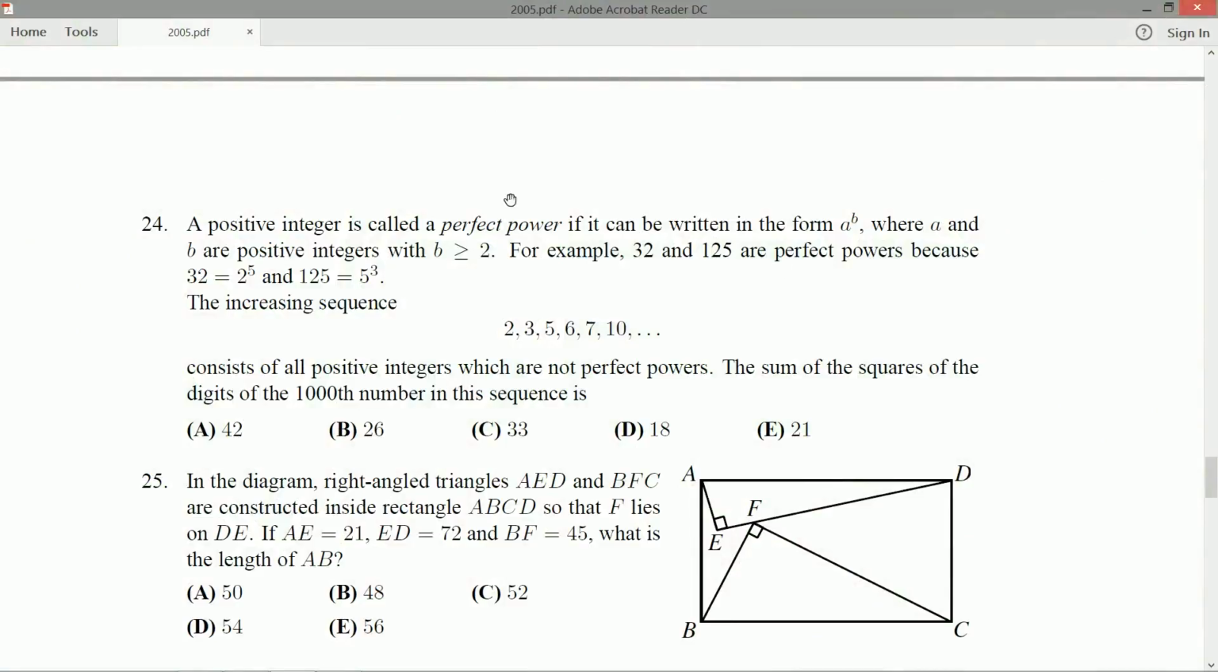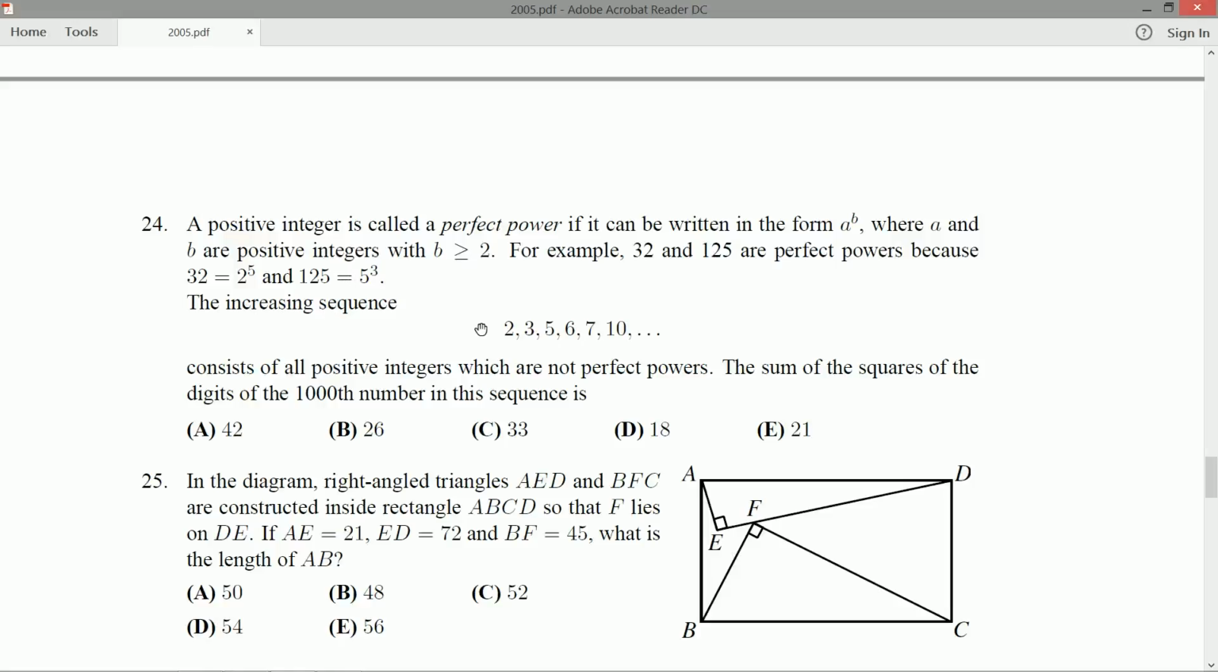We're looking at the 2005 Pascal paper, and we're on question number 24. A positive integer is called a perfect power if it can be written in the form a to the power of b, where a and b are positive integers and b is at least 2. Technically, every positive integer can be written as a to the 1, so they're singling out the ones they do want to be a square or a cube or things like that. So we've got examples: 32 is 2 to the 5, 125 is 5 to the 3, that sort of thing.